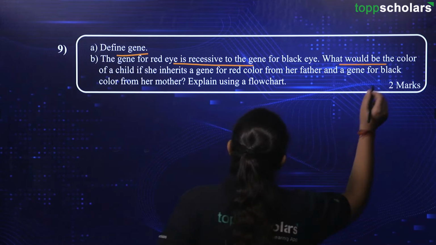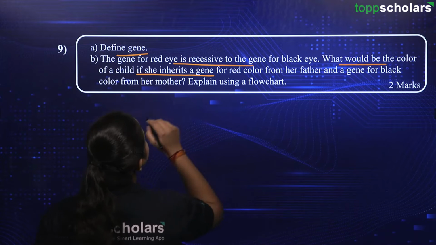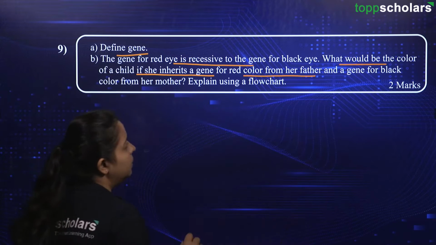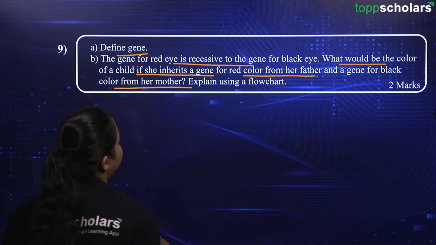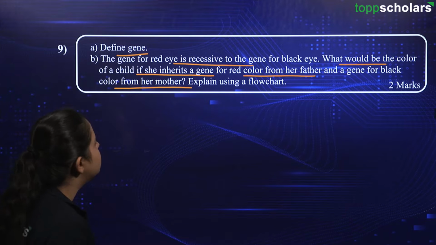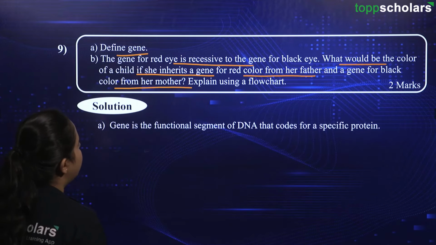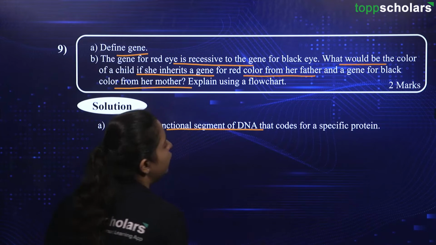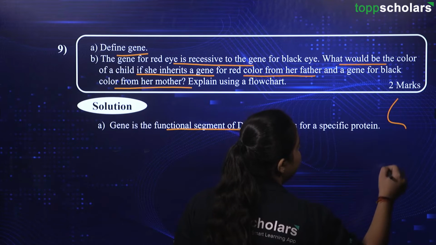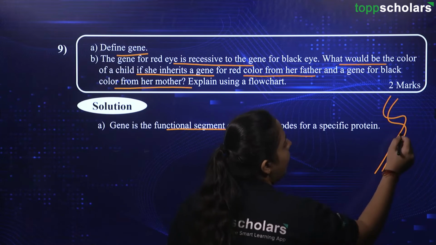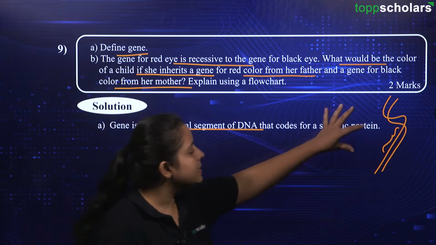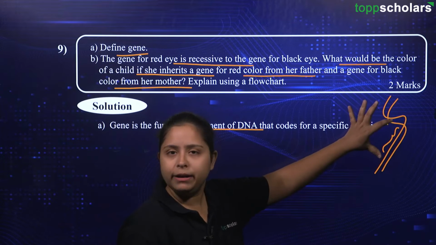Then what would be the color of a child's eye if she inherits a gene for red color from her father and a gene for black color from her mother? Explain using a flowchart. So here friends, let us first answer to the A part. Gene is the functional segment of DNA that codes for a specific protein. So if I say this is my DNA, okay, double-stranded DNA, and over here this part is the gene, then I am simply stating that this part is the functional segment of DNA.